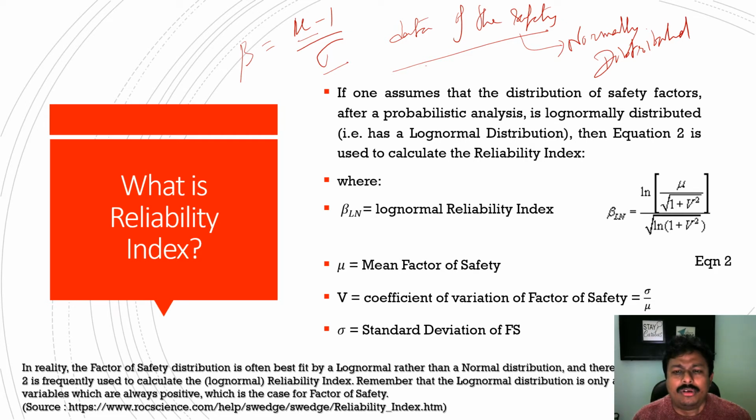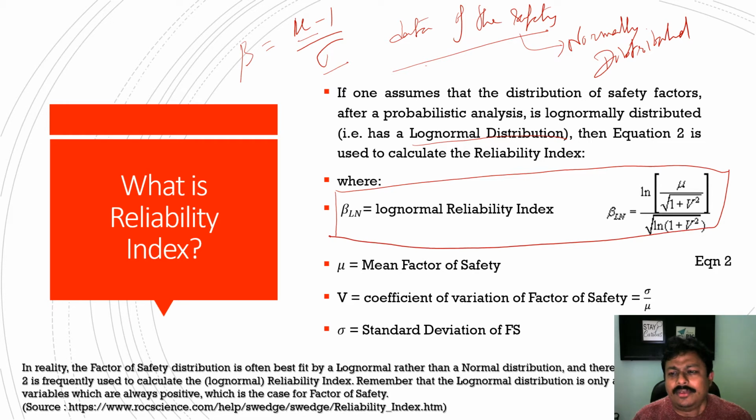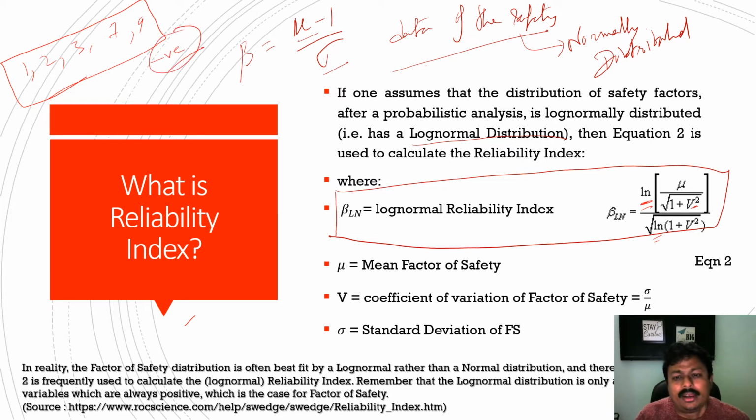But whenever the data is log normally distributed, then we have to use the log normal reliability index, which is given by this: log of mu of the safety factor divided by root over 1 plus variance of the safety factor square, divided by root over log of 1 plus square. Now here you note the base of this log is 10, and as we are taking log, no term of the data series can be negative. That means if this is a data series 1, 2, 3, 7, 9, representing the safety factor, then no term must be negative. If it is negative, you cannot use the log normal reliability index. So, in case of log normal distribution, the data of the variable must always be positive. Okay.